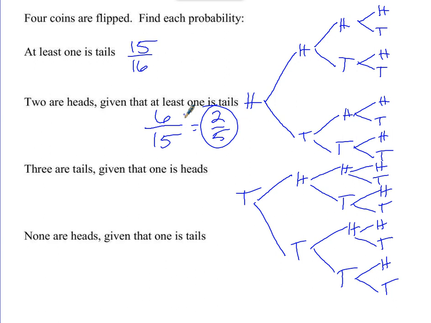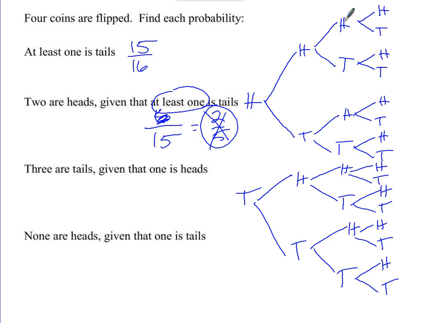Actually, I'm sorry. I did that one wrong. There's more. It says at least one is tails. I can have 3 heads, so I need to change this. This isn't 6, and it's not 2/5. So let's go back through this. At least one is tails. We can have 2 tails, but we can also have only 1 tail.